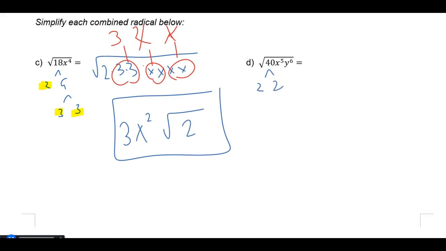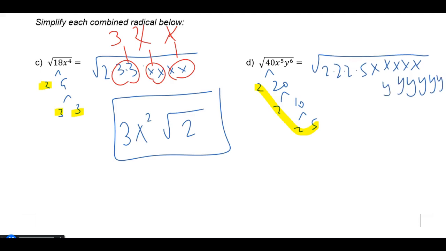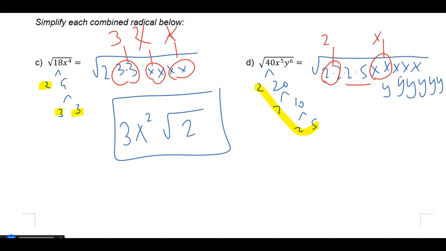40, 2 times 20, 2 times 10, 2 times 5. We have 2, 2, 2, and 5. 2, 2, 2, 5, times 1, 2, 3, 4, 5, times 1, 2, 3, 4, 5, 6, y's. Comes out as a 2. No partners. Comes out as an x.